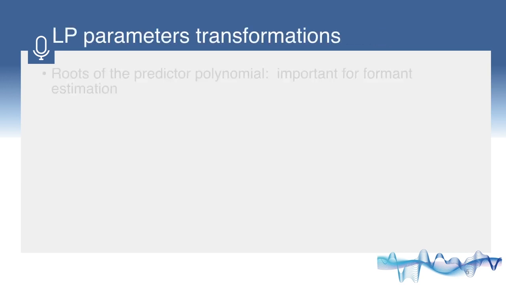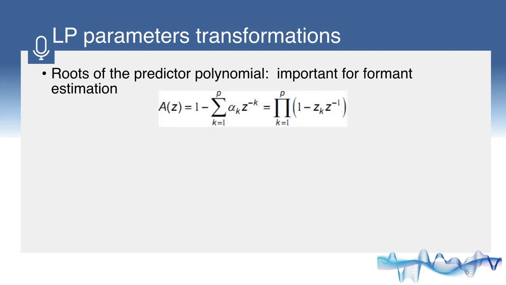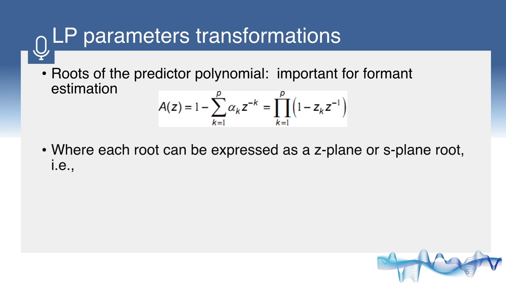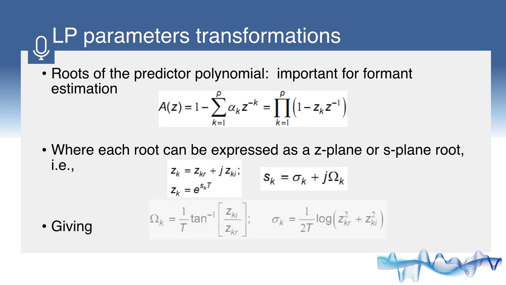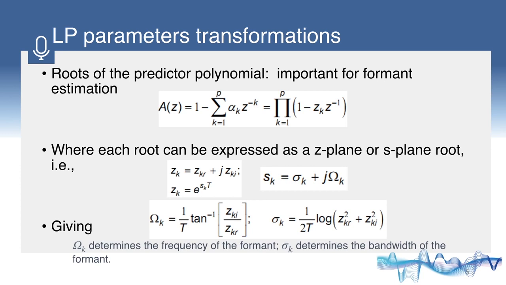By taking the roots of the predictor polynomial, the resonance peaks can be estimated. The prediction error filter A(z) can be equivalently expressed by a set of roots z_k, which is important for formant estimation, where each root can be expressed in the z-plane or s-plane. In the s-plane, the parameter omega k determines the frequency of the formant. Delta k determines the bandwidth of the formant.